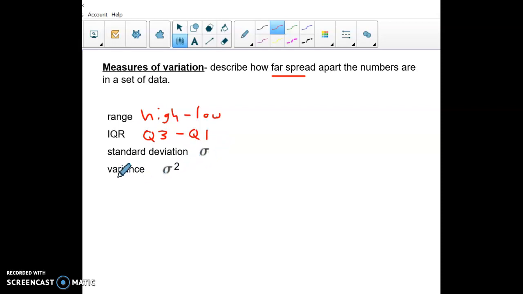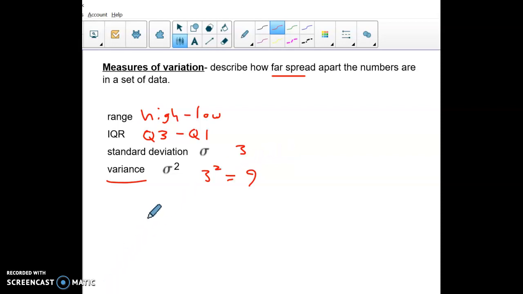And then variance, I'm not honestly sure why they have both standard deviation and variance. It's just another measure of how spread out they are. So the bigger the variance gets, the more the numbers are spread out. And all it is is the square of the standard deviation. So if standard deviation was, say, 3, then variance would just be 9. But they both measure how far the numbers are spread out from the mean.